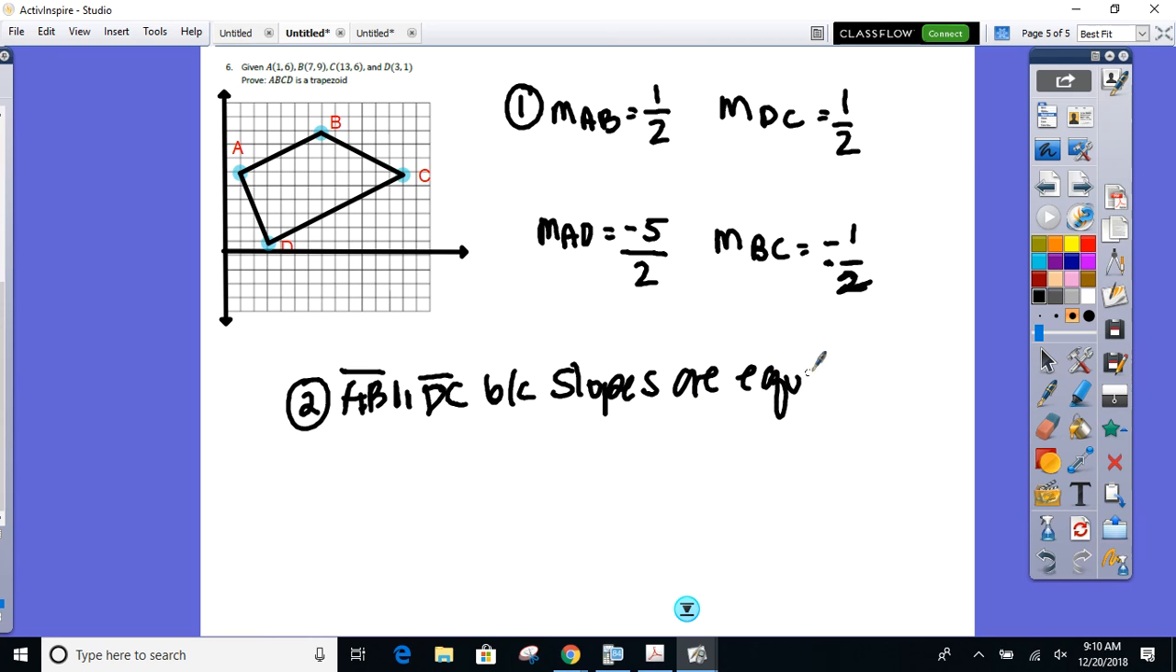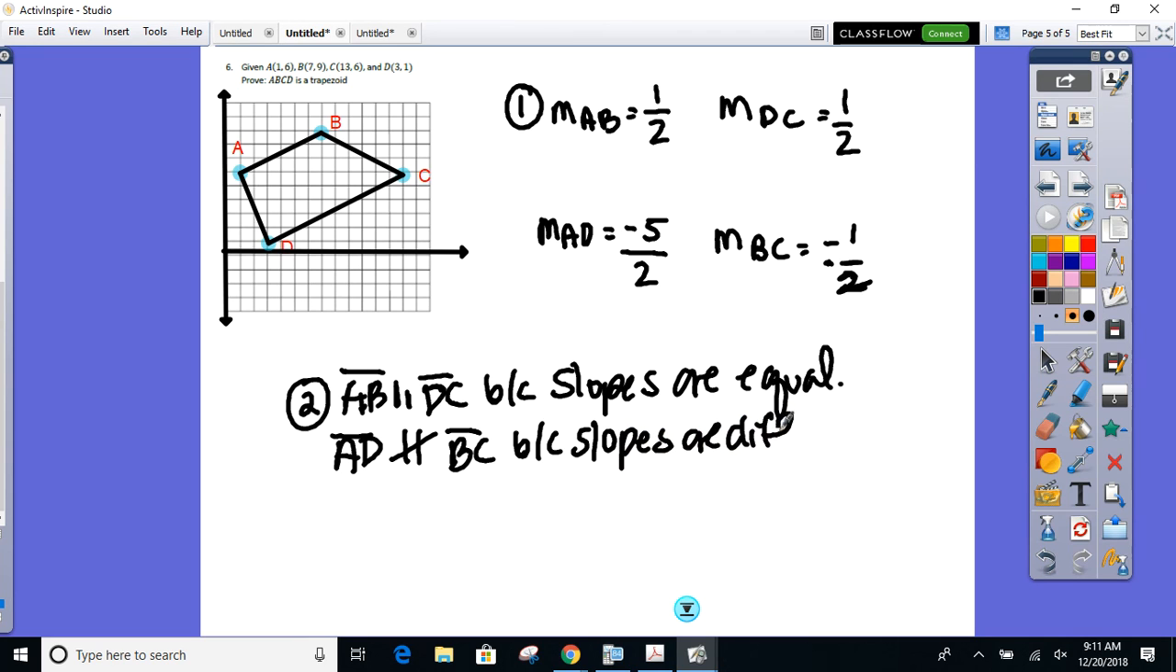And what else did we learn? I don't think we learned when they were congruent there, tough guy. AD is not parallel to BC because slopes are different. Got to have that step in there that they're not parallel. And now what is ABCD? It is a trapezoid.